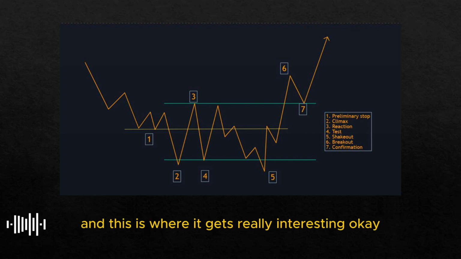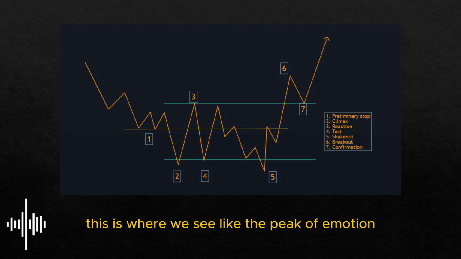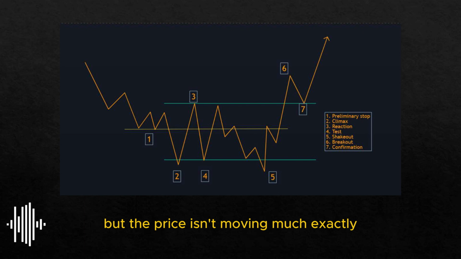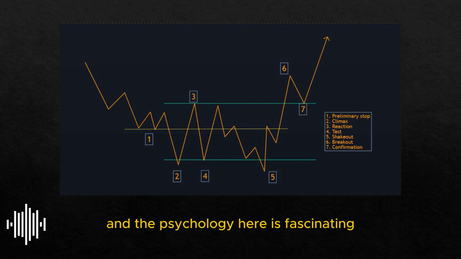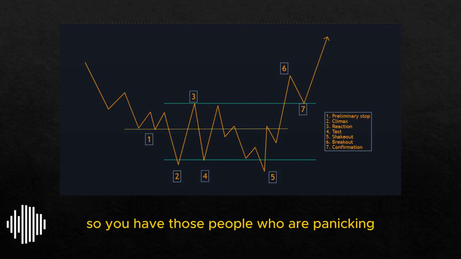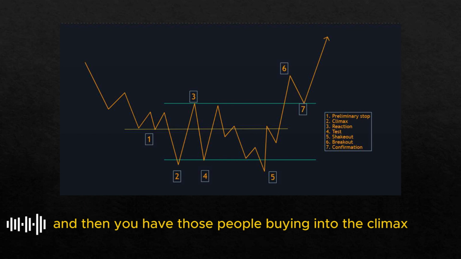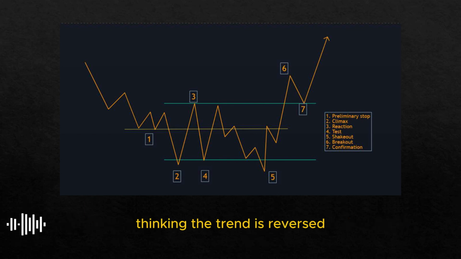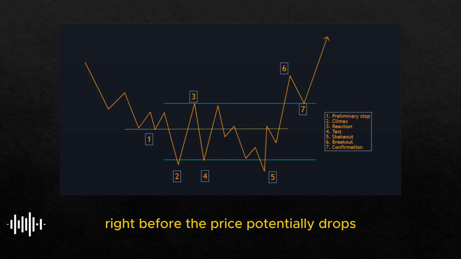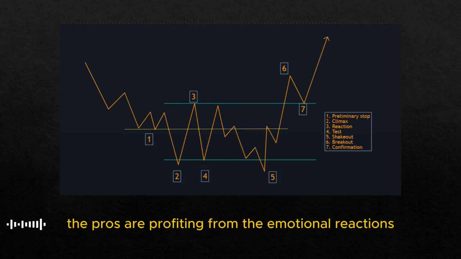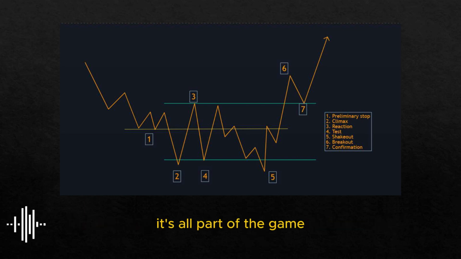And this is where it gets really interesting. Okay, this is where we see the peak of emotion. Exactly. High volume, but the price isn't moving much. And the psychology here is fascinating. So you have those people who are panicking. They're selling into the climax. They're basically giving their shares to the pros at a discount. Right. And then you have those people buying into the climax thinking the trend has reversed. Oh, no. And they're getting in right before the price potentially drops. Classic trap. So the pros are profiting from the emotional reactions of the other traders. That's kind of devious. Well, it's all part of the game.